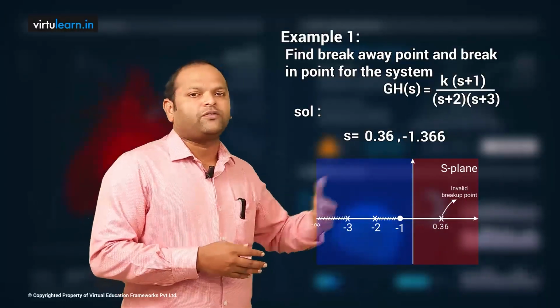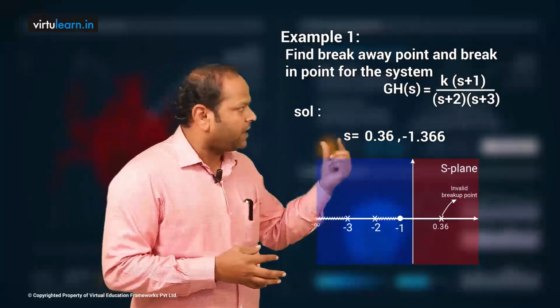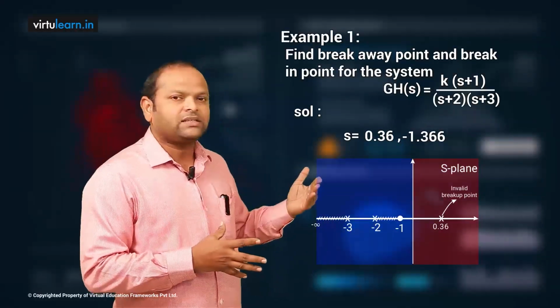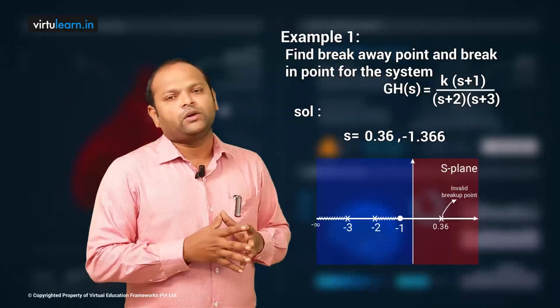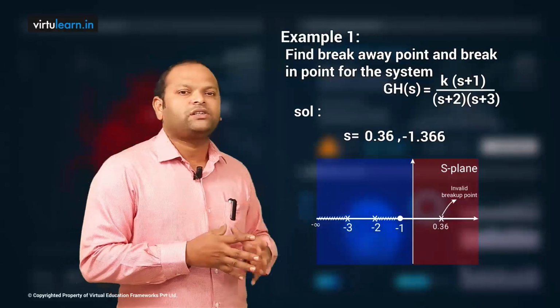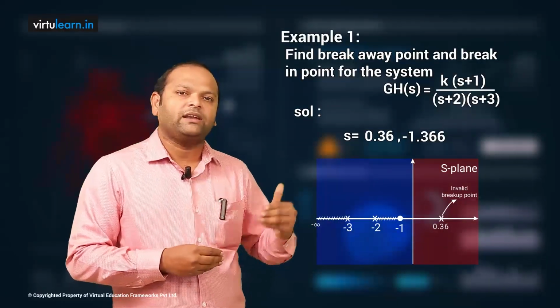Though it is a root of dk by ds equal to 0, it is an invalid breakpoint. Similarly, if I have minus 1.366, in this area we don't have any root locus. Therefore, this point is also an invalid breakpoint. This way we can find out valid and invalid breakpoints for any system.